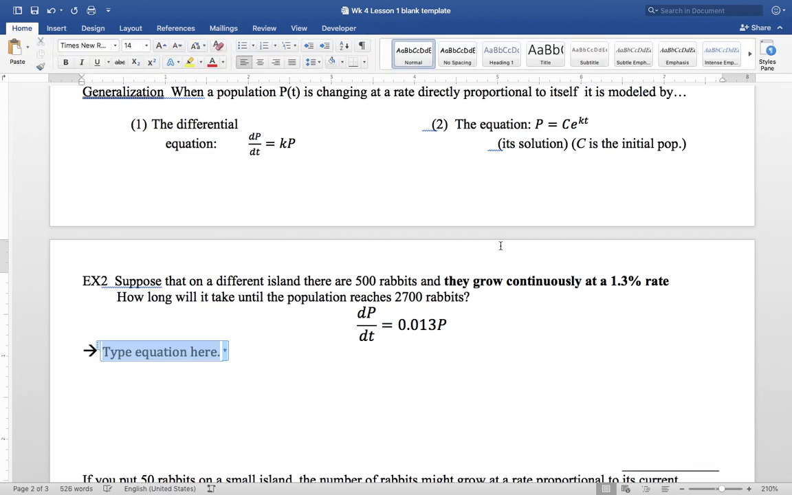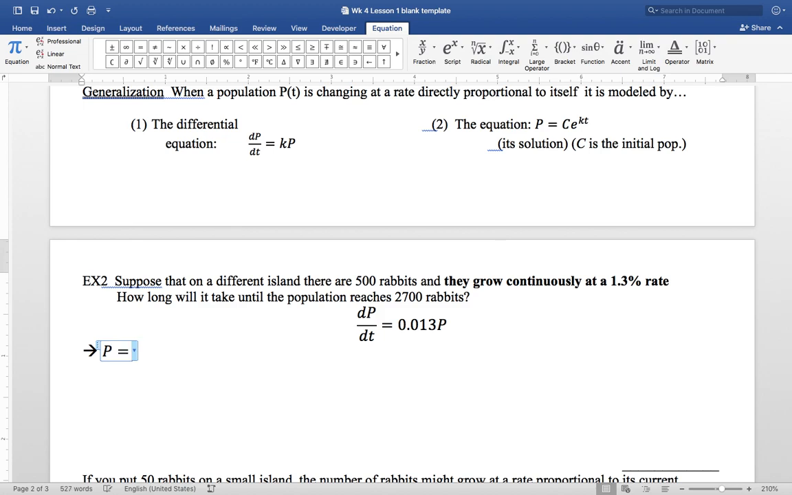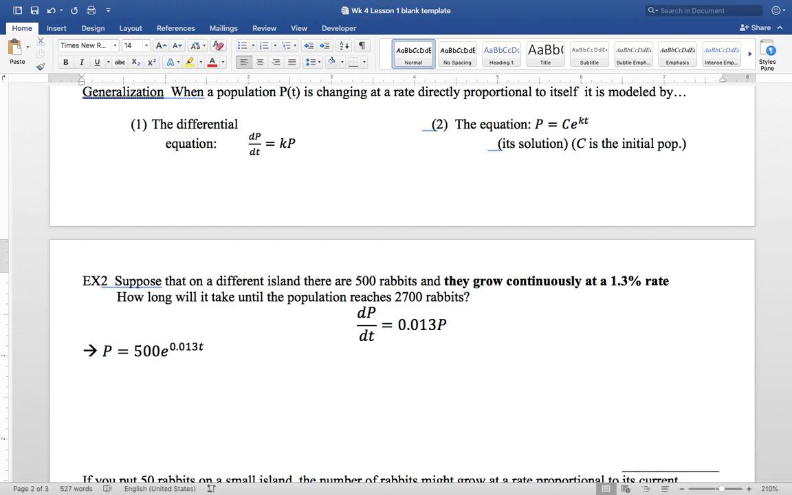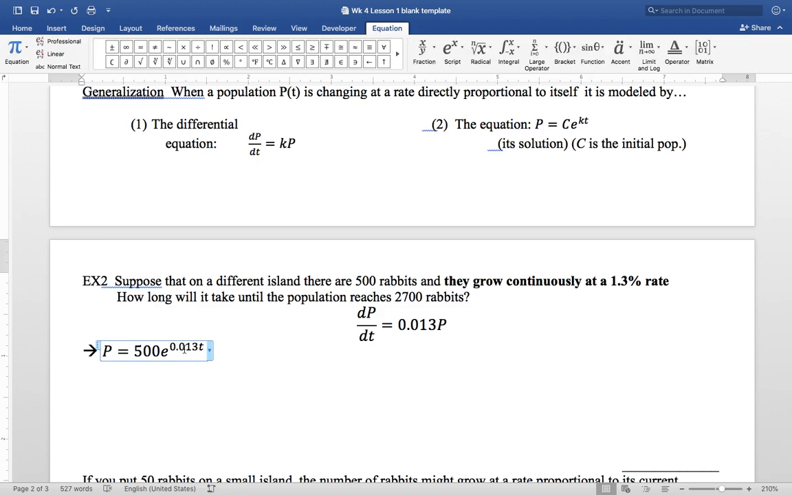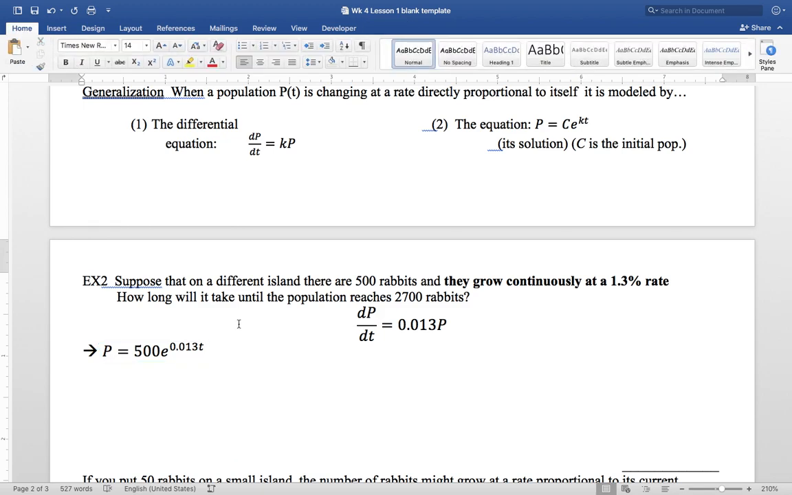It's going to be P equals capital C. What's capital C? It's the initial population, right? Which in this case is 500. 500 e to the kt. Well, what's k? In this case, it's 0.013. It's 0.013t. And that's the solution to the differential equation. This is the population function. If you want to know what the population is at some later time t, you just replace t with that time value and out pops the population.